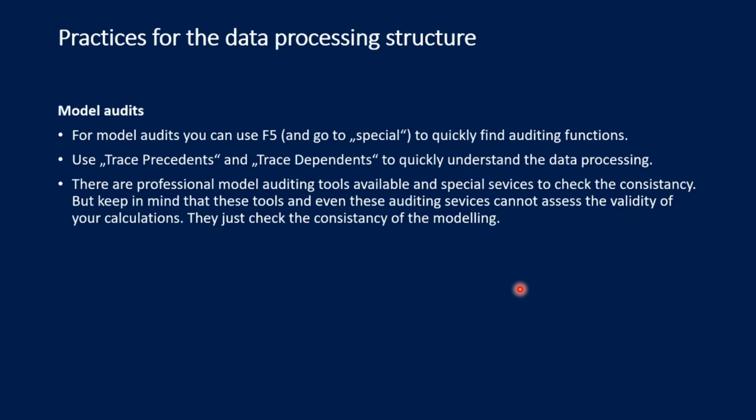For model audits, so for the second person in a company who checks all those models, it is extremely helpful to know that you can press F5 and go to special to quickly find many auditing functions that help you audit the spreadsheet. Of course, you can use trace precedents and trace dependents to quickly understand the data processing, so where the data comes from and where the data goes.